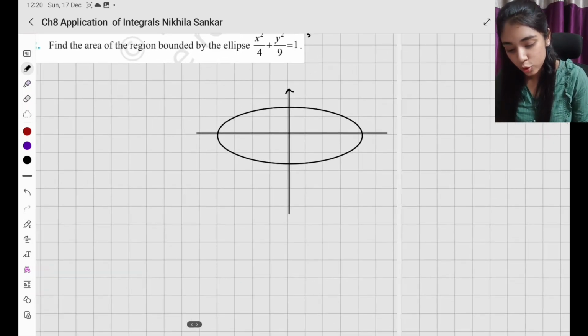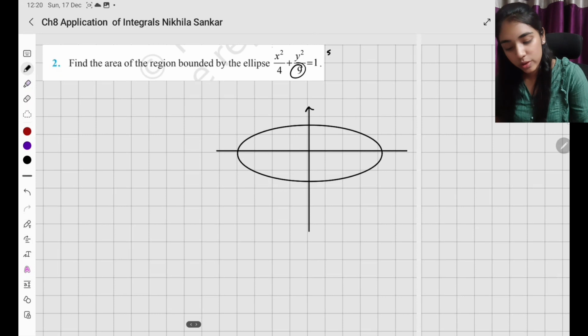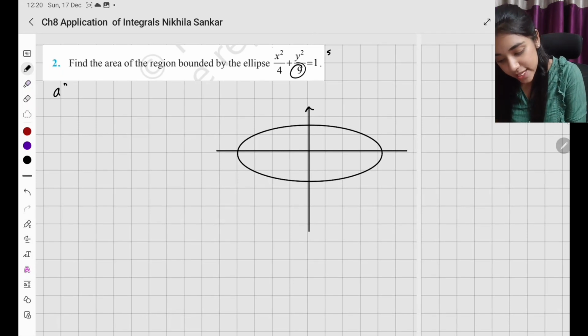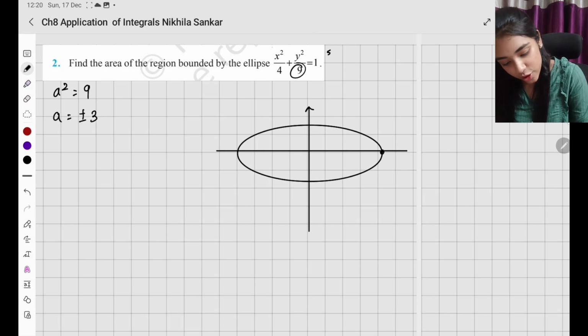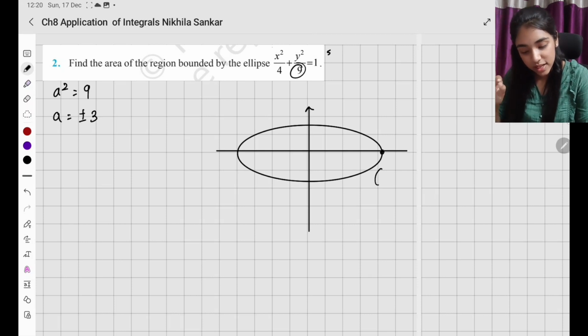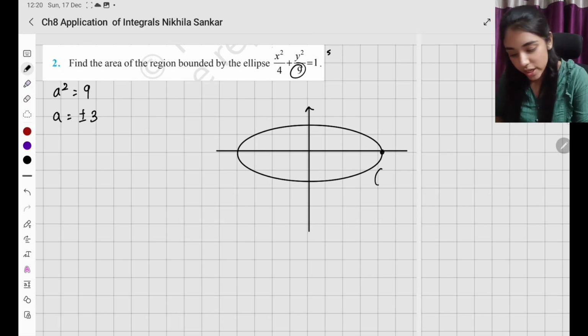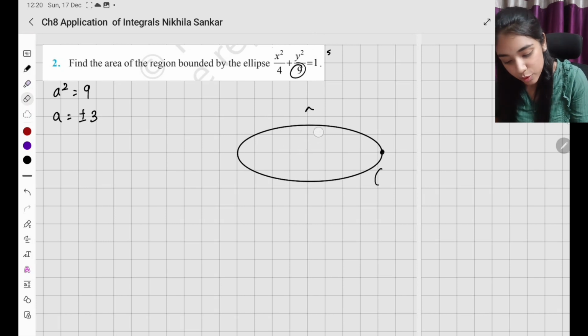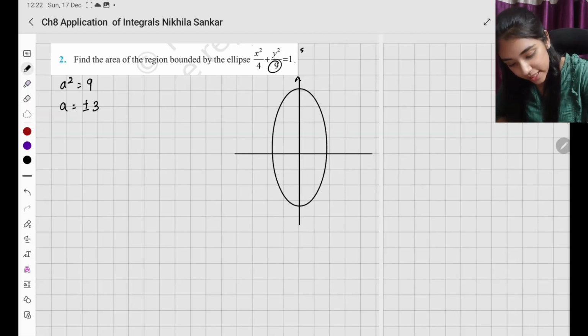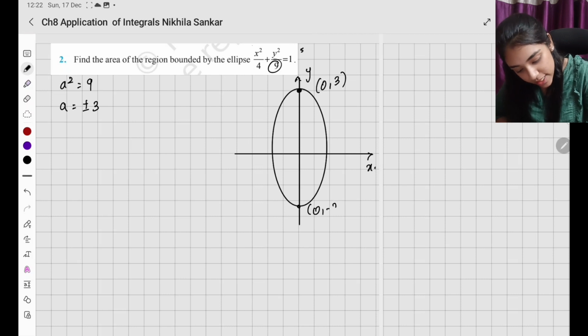Question number 2. இப்போ இந்த இடத்துல y coordinate ஓட value ஜாஸ்தியா இருக்கு. So that is going to be my a square. So a square equals 9, a equals plus or minus 3. So that is going to be my major axis. எதுக்கு value ஜாஸ்தியா இருக்கோ that is going to be my major axis. Okay. So இந்த இடத்துல ellipse எப்படி இருக்க போகுது? So my ellipse is going to look something like this. So this is my y and this is my x. So major axisல தானே ஜாஸ்தி value இருக்கணும். So this has to be 0, 3 and this is going to be 0, minus 3.